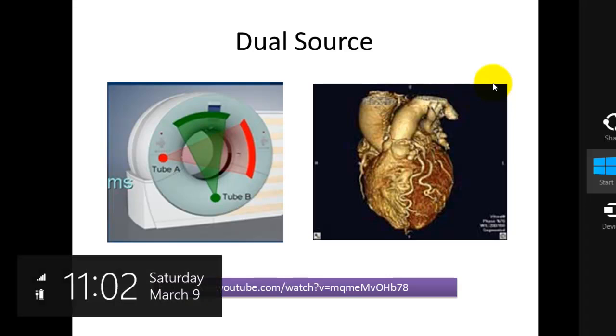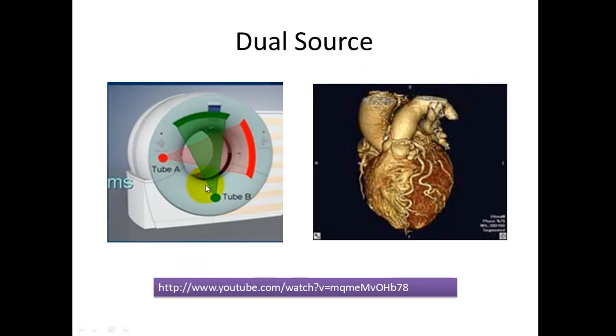Dual source, we have our two X-ray tubes, A and B, going together simultaneously.